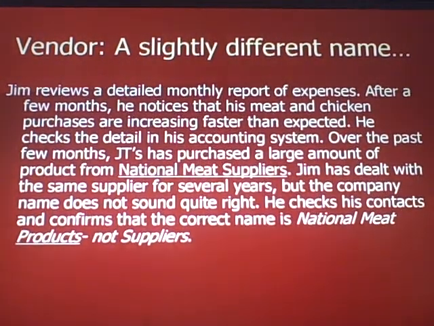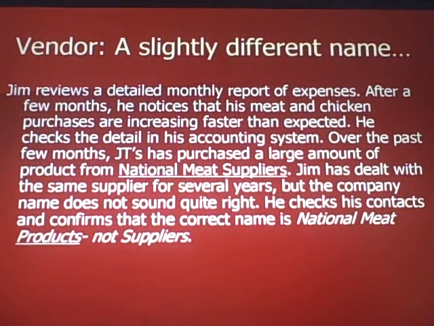Here's part of the process of dealing with vendors who sell things to the restaurant. Jim, the owner, reviews a detailed monthly report of expenses. After a few months, he notices that his meat and chicken purchases are increasing faster than expected. He checks the detail in his accounting system.